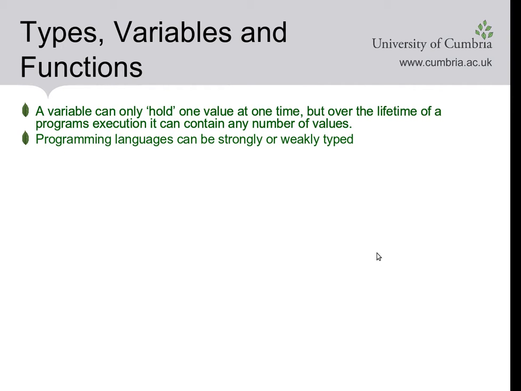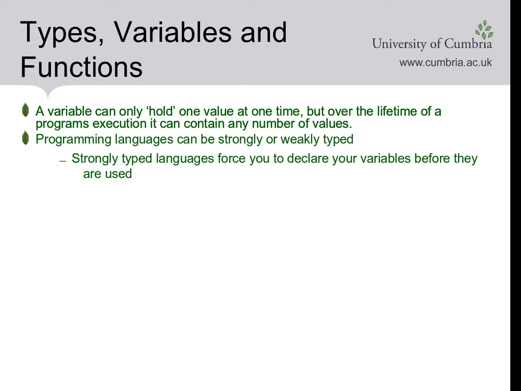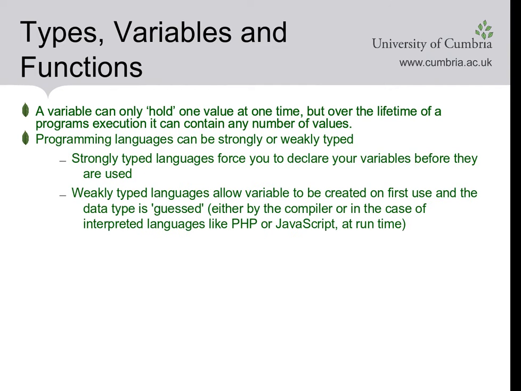Now, most programming languages are what's called strongly typed, and on the previous slide I was saying how we tell Visual Basic what type of data a variable is using the dimension, or Dim, keyword. Strongly typed languages force you to declare your variables before they are used, and traditional programming languages that are compiled, things like C, C++, Java, are strongly typed.